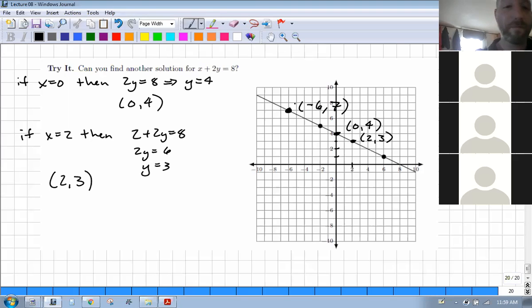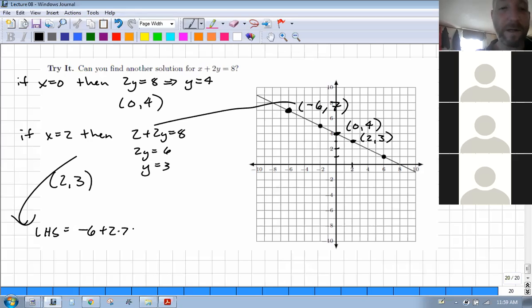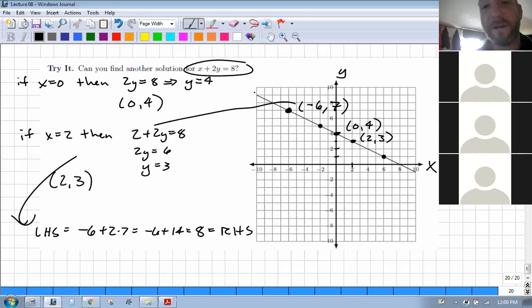Well, let's check it. Left-hand side, I put a -6 in for x and a 7 for y. I got -6 plus 14. What do you know? That's 8, the right-hand side. So these graphs are visual representations for solutions to equations. Here's our x's, here's our y's. We can look at this and visually see the solutions to that equation are the points on this line. Any point on the line is a solution to that equation.